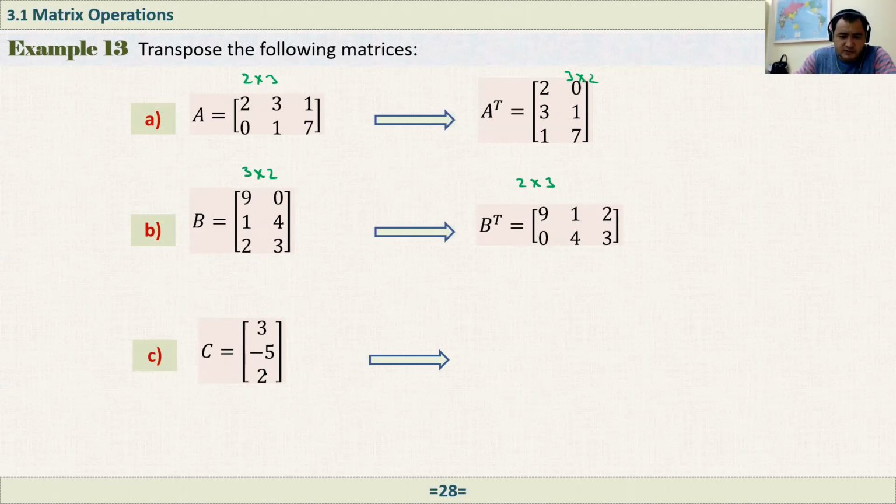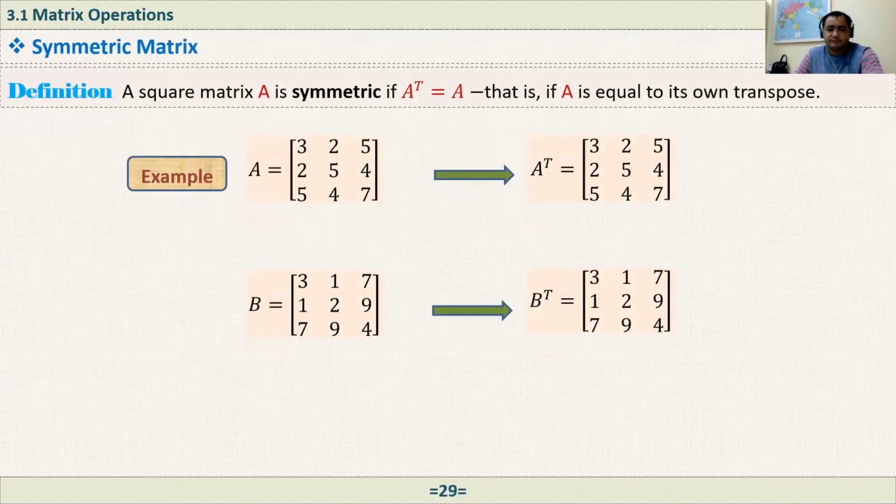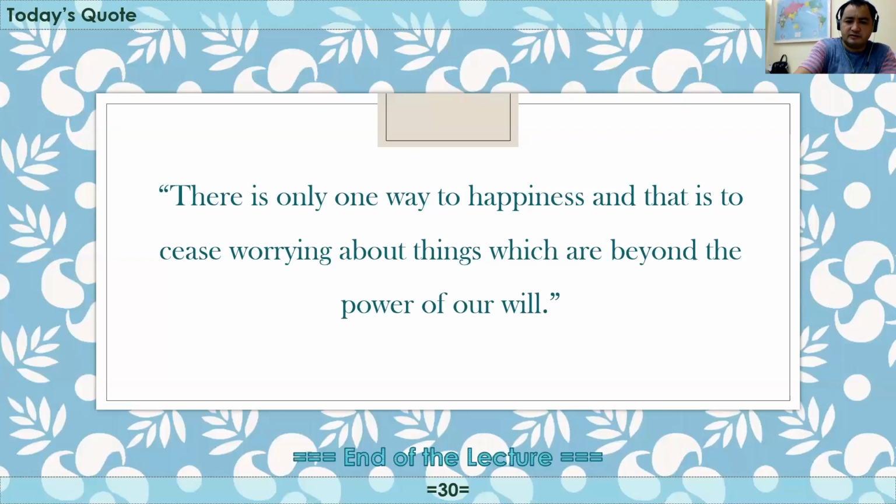And how about this one? As you see here, this one is a 3 by 1 matrix. If you transpose this, we will have a 1 by 3 matrix, right? So that is C transpose. Okay. And that is the last part of this section, I think, yes.